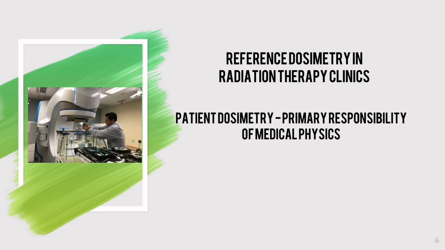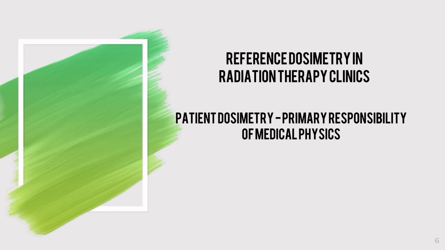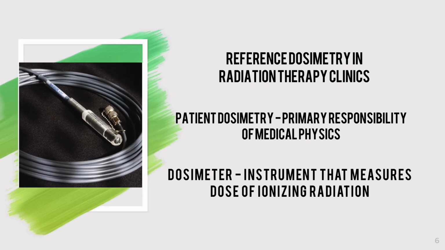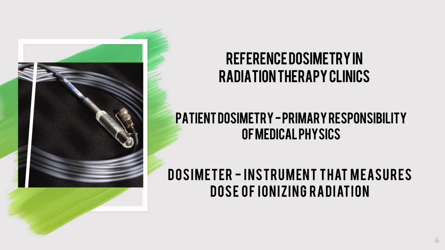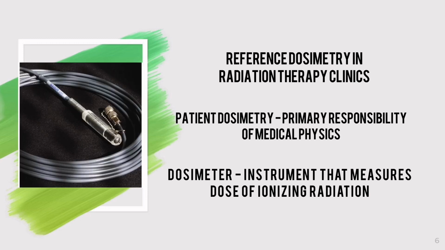Medical physicists are responsible for patient dosimetry in diagnostic radiology. Meanwhile, a dosimeter is used to measure the dose of ionizing radiation, and it can be divided into two types, which are active and passive dosimeters.